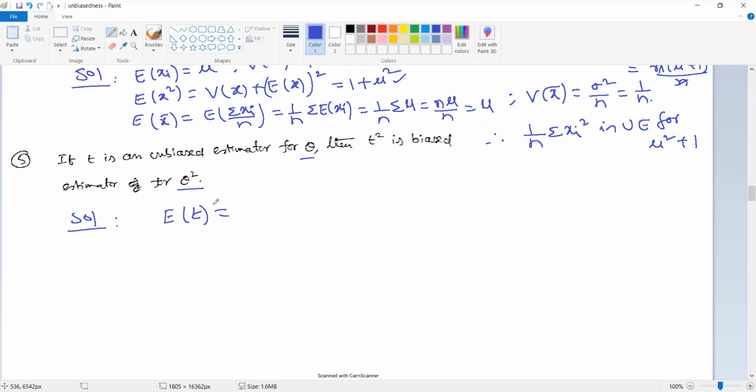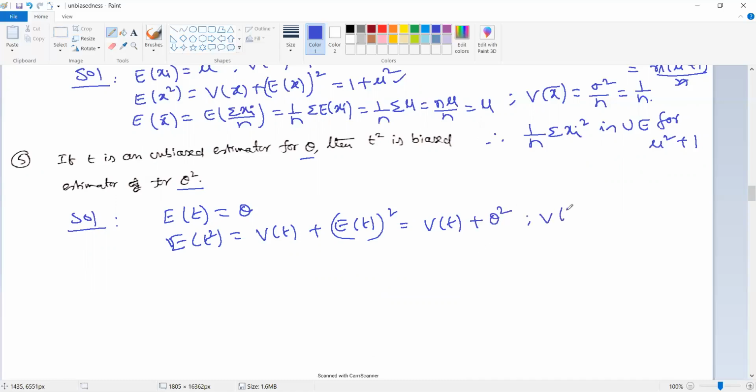Expectation of T is given. T is an unbiased estimator of theta. In this case, expectation of T is equal to theta. Now, expectation of T square. We have to show that T square is not an unbiased estimate of theta square. Expectation of T square is equal to variance of T plus expectation of T whole square. So variance of T plus theta square.